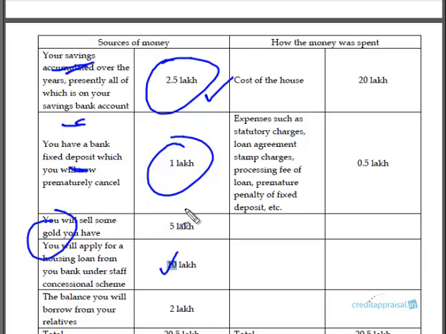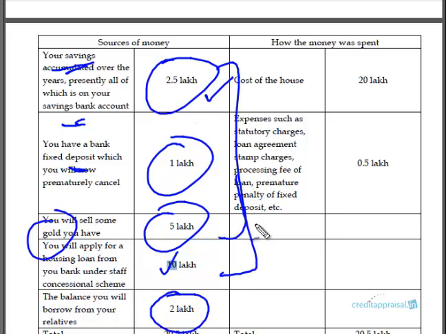So you have some gold. You're planning to sell this, or you can pledge it and obtain a gold loan as per your preference. Let us assume that you're going to sell the gold. So then the 5 lakhs. Then you have some relatives and friends who will be chipping in some 2 lakhs. So ultimately, after arranging all this, you fell short by 2 lakhs.